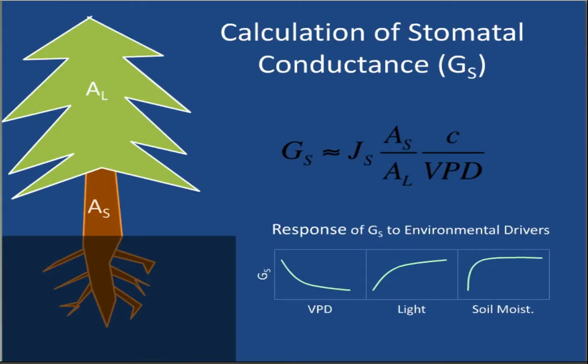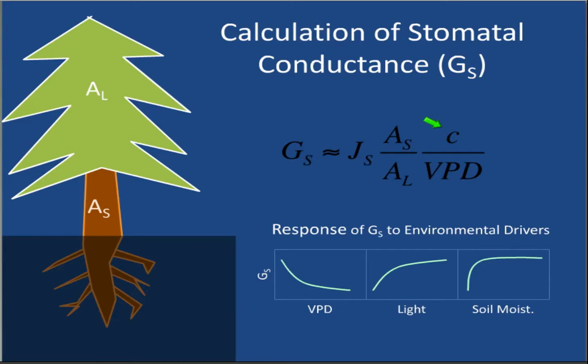Okay, so how do we calculate stomatal conductance? Stomatal conductance is roughly equal to the mean sap flux across all the sapwood area, multiplied by that sapwood area, divided by the leaf area of the plot, divided by the driving force for evaporation, represented by VPD, then multiplied by some physical constants with weak temperature dependence.